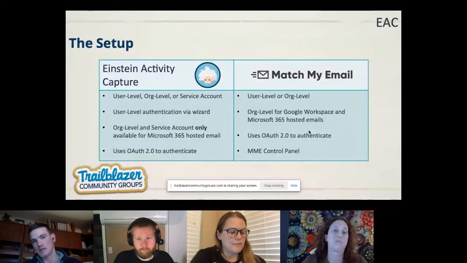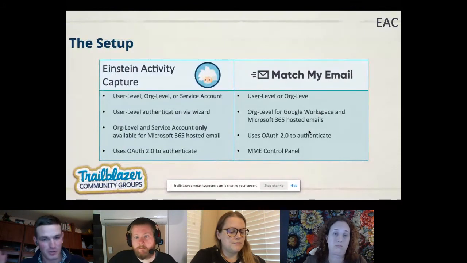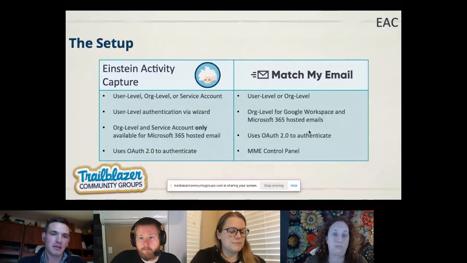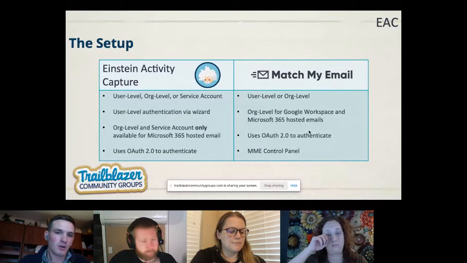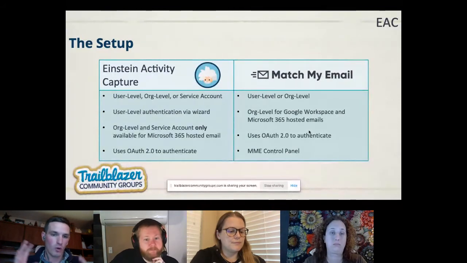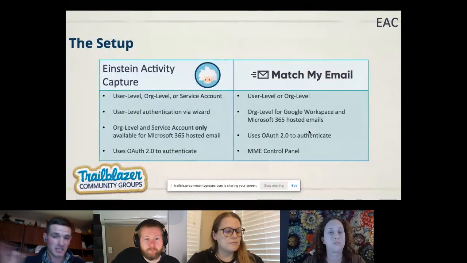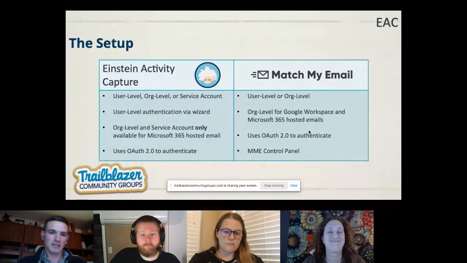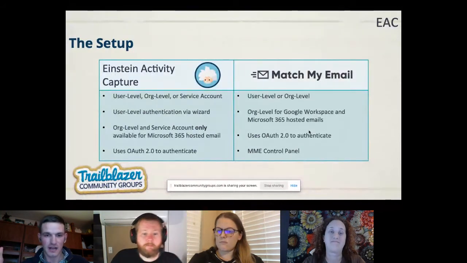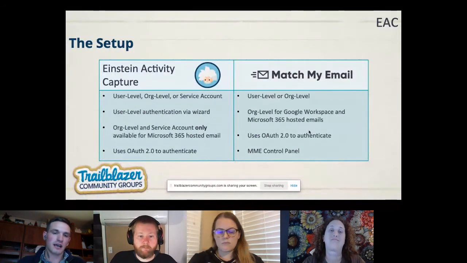Setting it up can be a slight drawback. Terry, you probably have faced this, but with Einstein, my understanding is you can only have it set up at an org level if you're hosted with 365, where you can set up a service account. Otherwise, as an admin, you're faced with having each end user go through an authentication wizard that'll get them set up with Einstein. For those 365 org level or service accounts, they use OAuth 2.0 to authenticate.